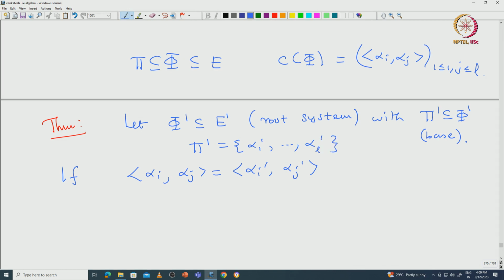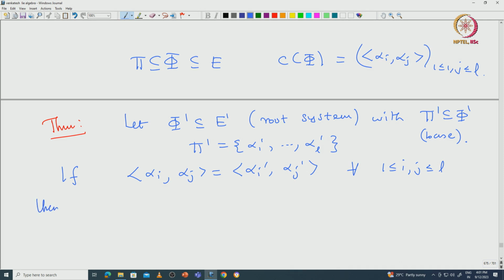Okay. So, note that the dimension of the root system, or the rank of the root system, must be the same to begin with, or otherwise you can also recover that from knowing the dimension of the Cartan matrix, because the Cartan matrix is an l by l matrix. So both the dimensions of E and E' must be the same, because you can get it from the dimension of this Cartan matrix. So now if this is true, the Cartan integers are the same for all 1 ≤ i, j ≤ l.